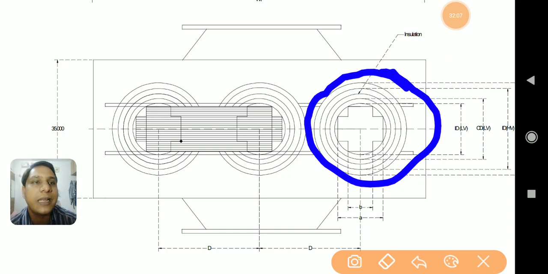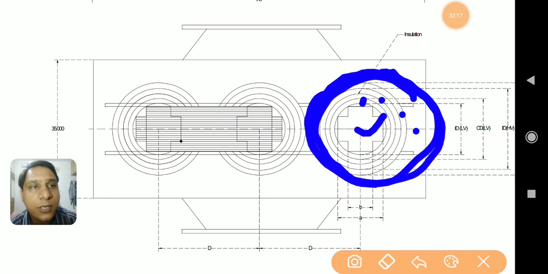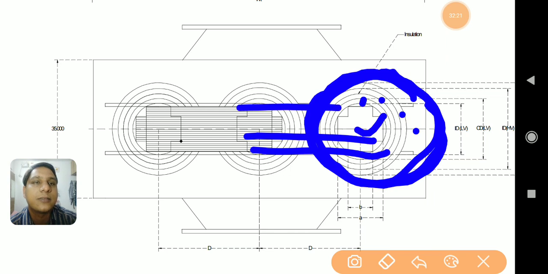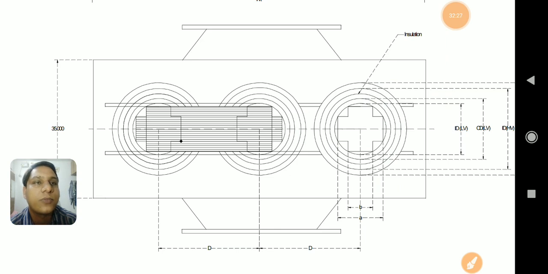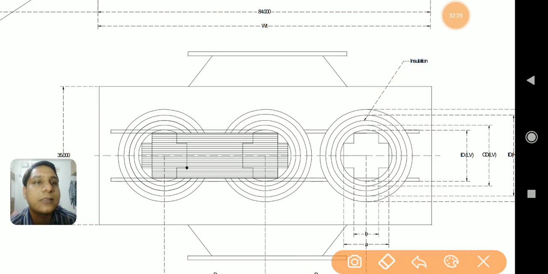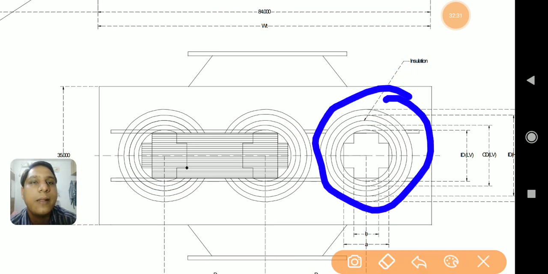So we could easily understand the core, then the circumscribing circle, then insulation, then LV winding, then again insulation, then HV winding. All these parts are to be understood. So to represent all those parts, we have not extended these lines. Otherwise, one may get confused about what is exactly shown here. That is why the representation of this one part is different from the other two parts. Right? I hope you understood.